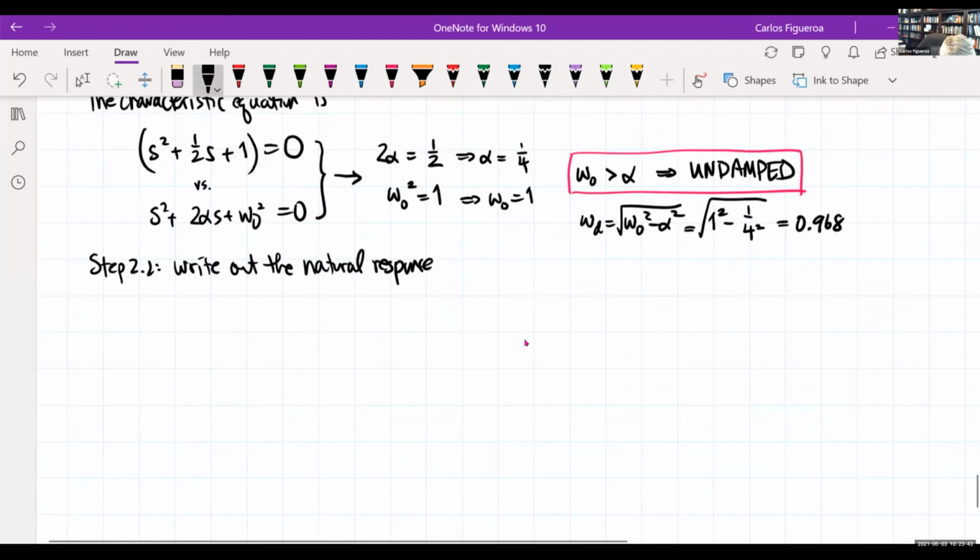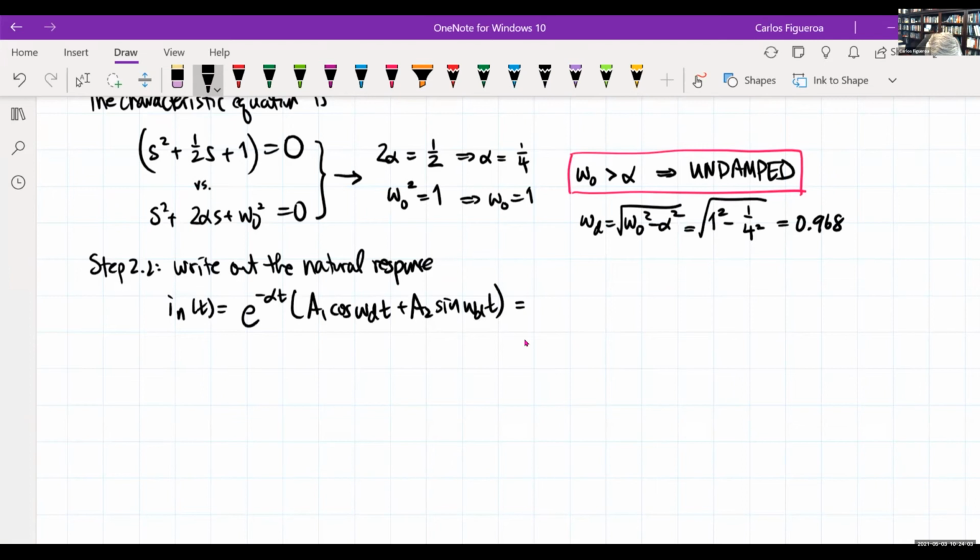Therefore, I then write that iL natural of t should be e to the minus alpha t times A1 cosine omega d t plus A2 sine omega d t. So if I start to do this, alpha is a quarter, so it's going to be e to the minus t over 4, then A1 cosine of 0.968t plus A2 sine 0.968t. That's my underdamped solution.